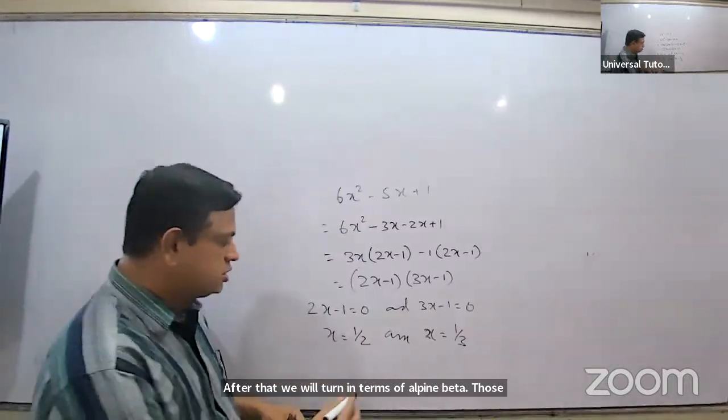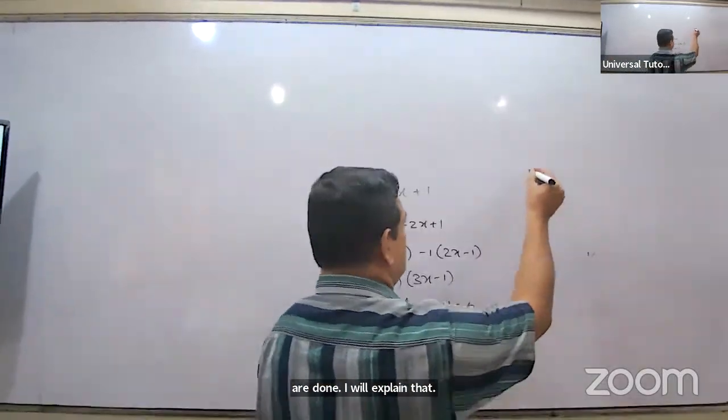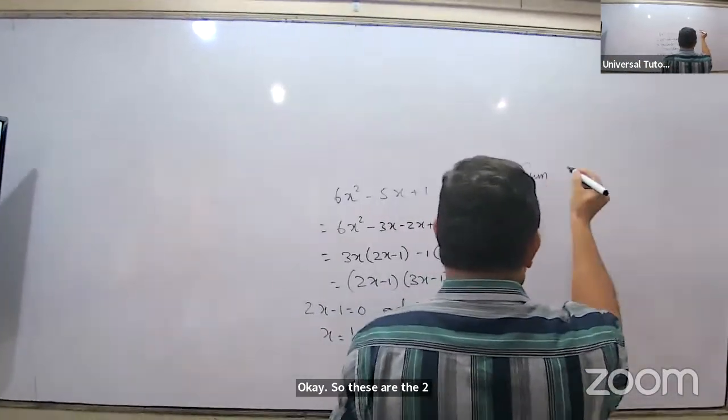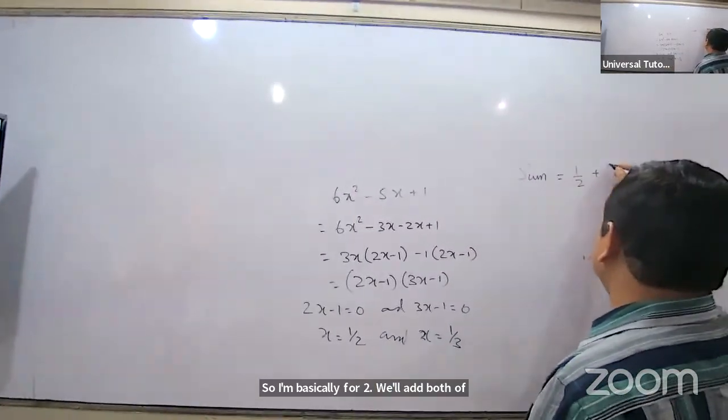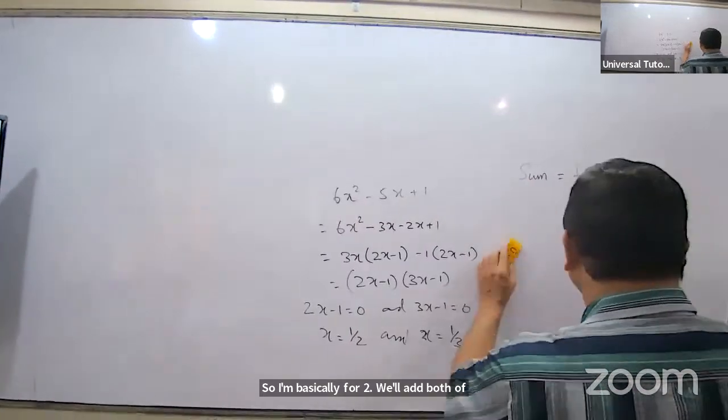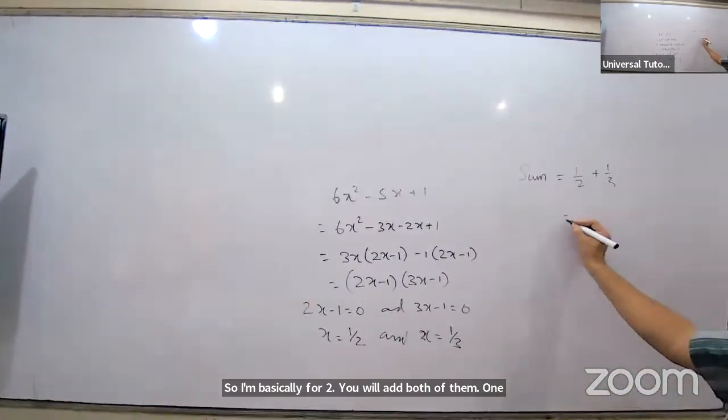So these are the two values. We will find out the sum of the zeros. Sum is equal to, we will add both of them: 1 by 2 plus 1 by 3. Add both of them.